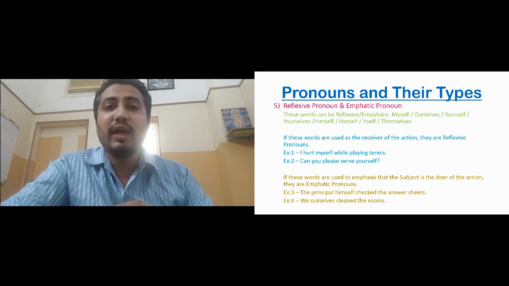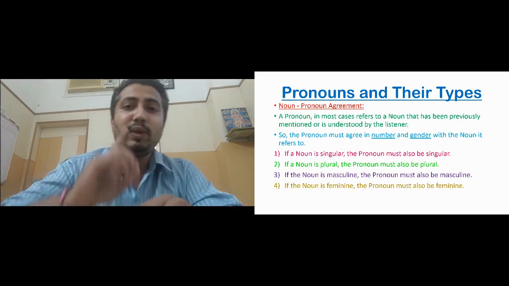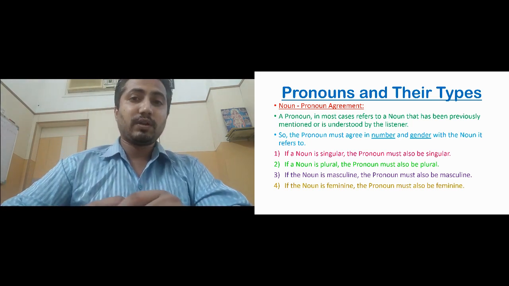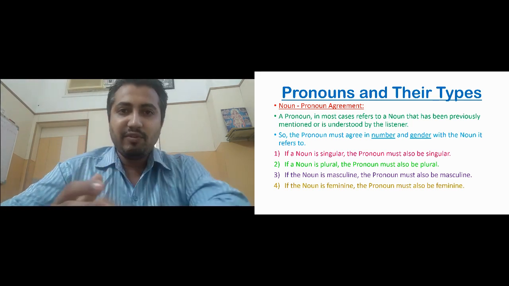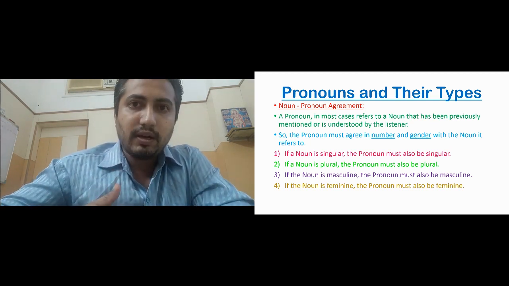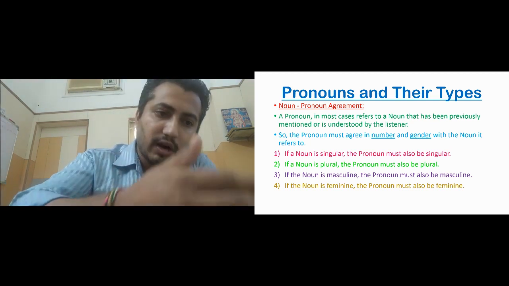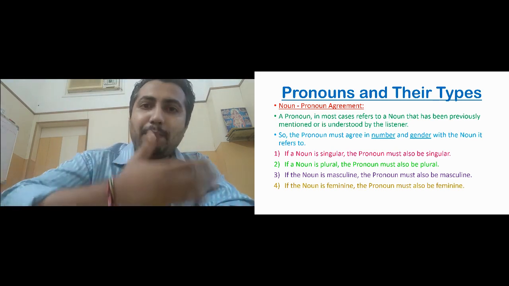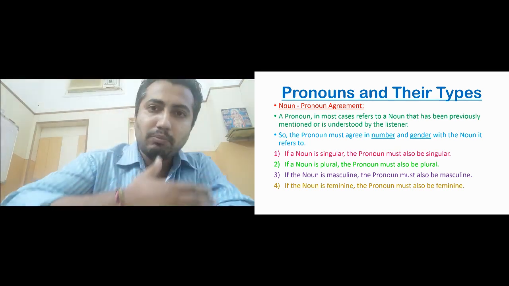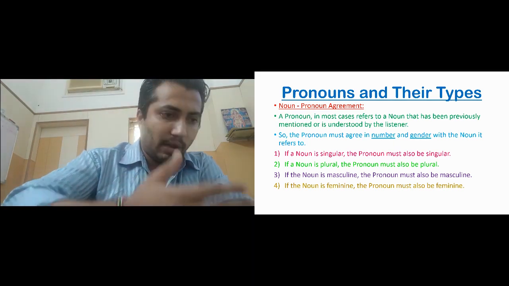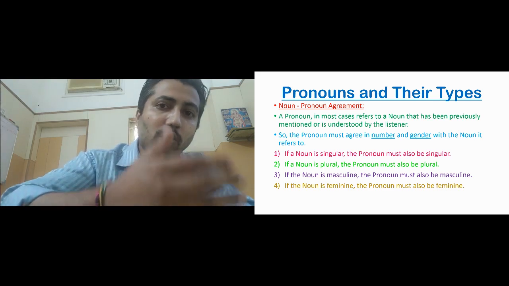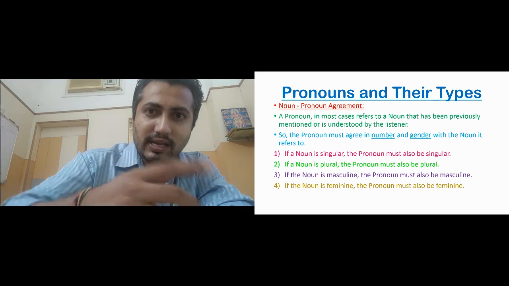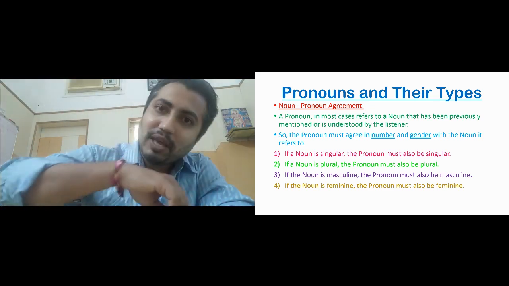So here we come to the end of types of pronoun, but we need to understand one last thing, that is the noun pronoun agreement. We studied in the beginning of the chapter that a pronoun is a word that is used in place of a noun. For example, Kapil, there is a boy called Kapil. We are talking about Kapil, so Kapil is so and so, Kapil comes so and so. Then we will start using pronouns in place of Kapil: he, him, his. So these are the pronouns that will be used in place of Kapil.